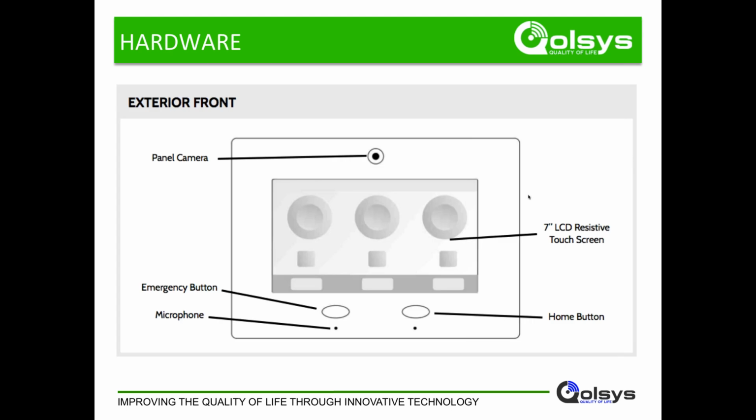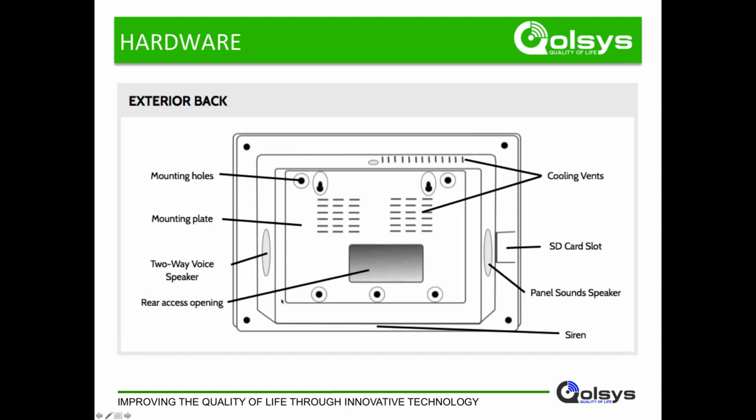So going into hardware here, on the front, you've seen some of this already. Panel cameras right on the front. You've got your 7-inch resistive touchscreen. You've got your emergency buttons, your home button, and your microphone. On the back, I want to point out a couple things.